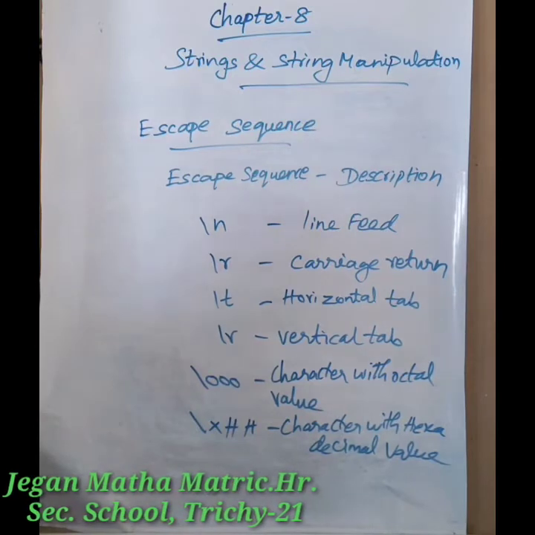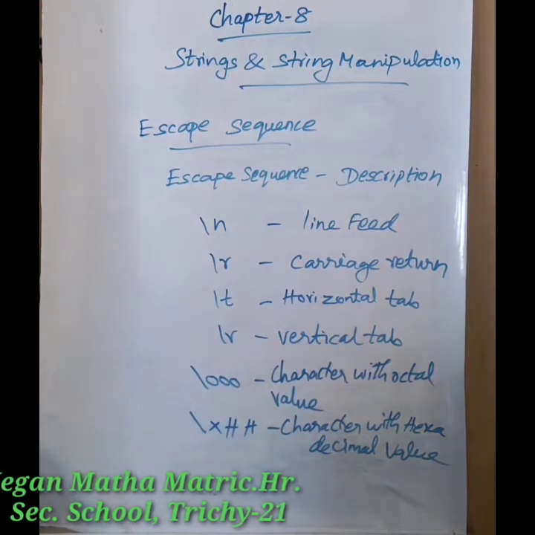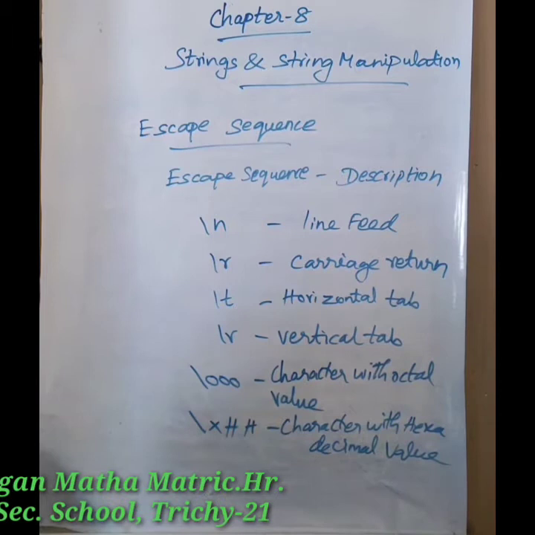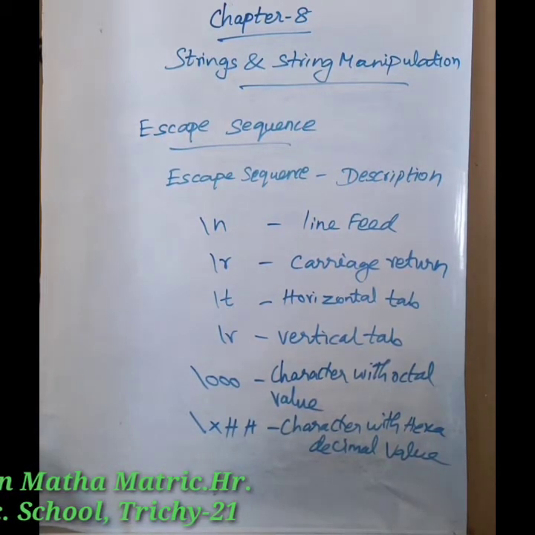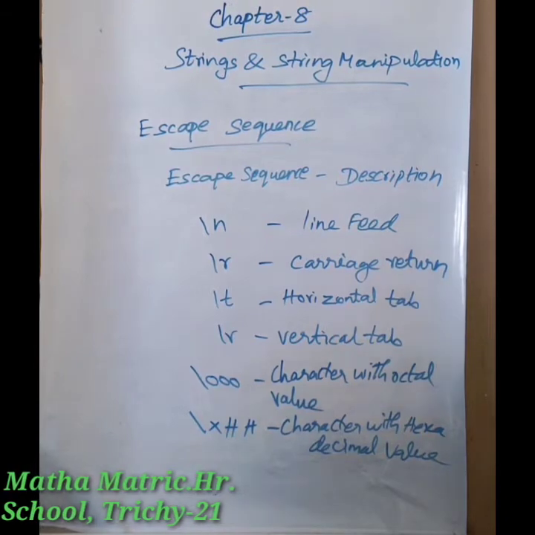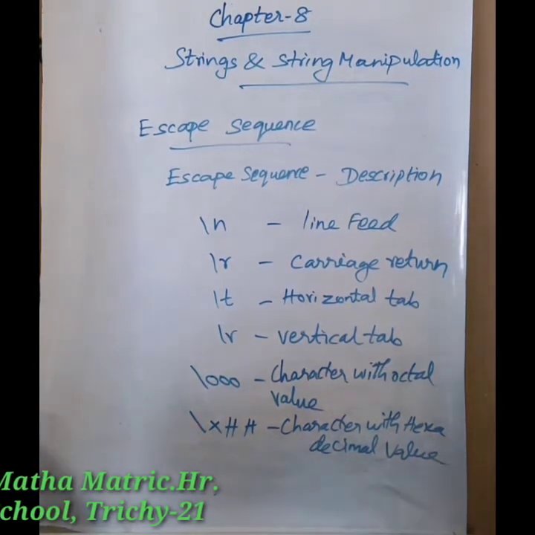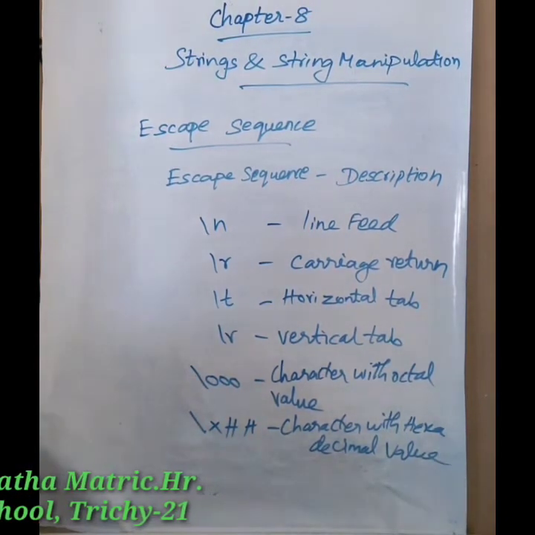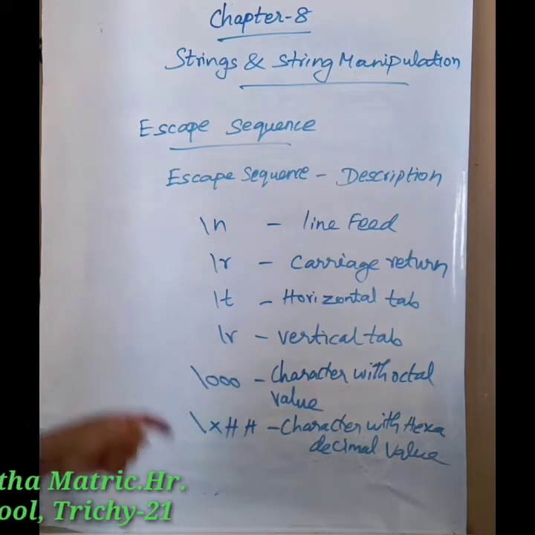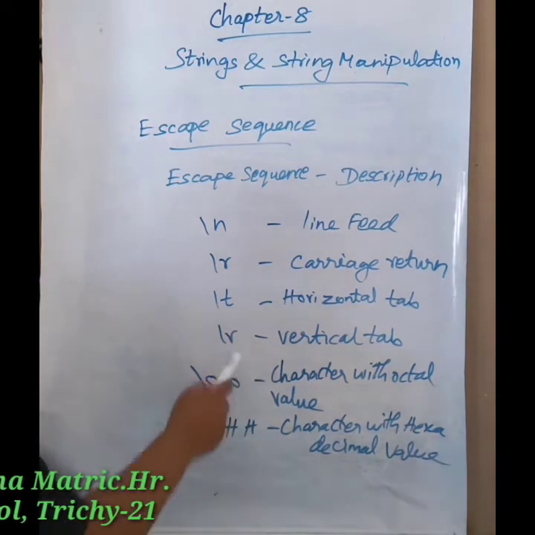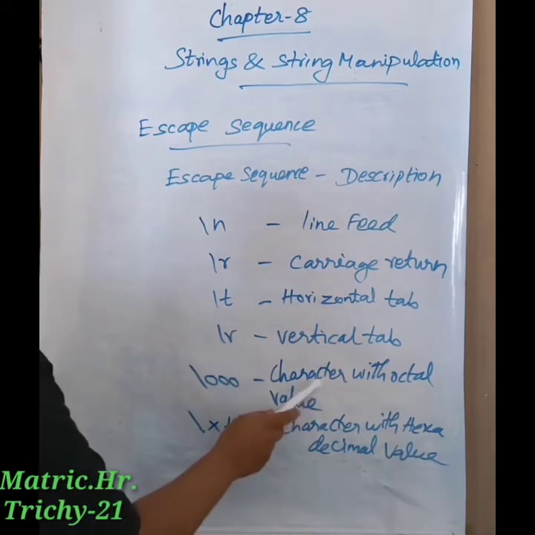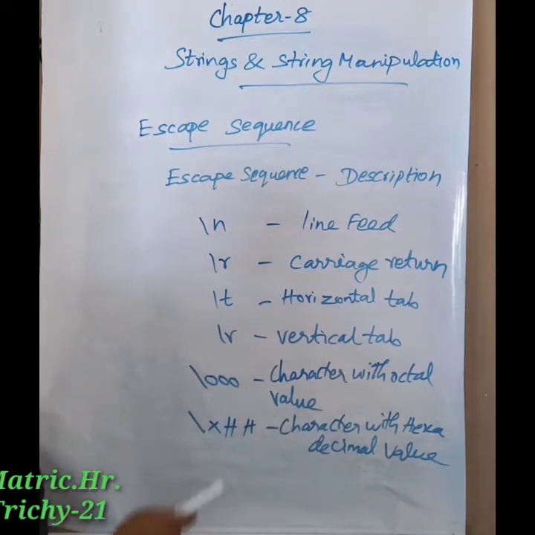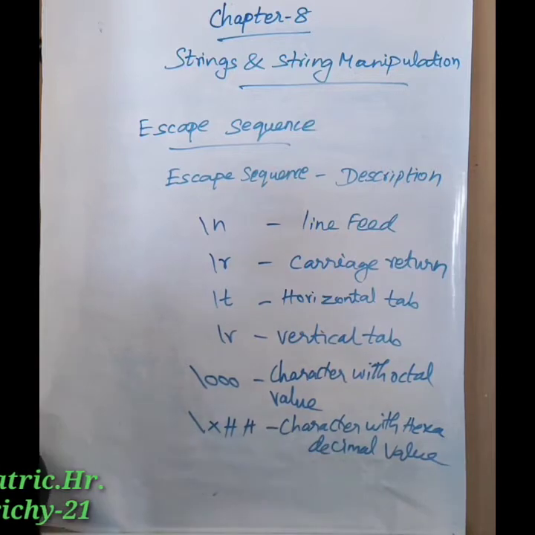And then backslash r, carriage return. It is used to shift your cursor to the beginning of the string line. And then backslash t, horizontal tab, backslash v, vertical tab, and backslash o, it is used for a character with octal value. And next one is a character with hexadecimal value.